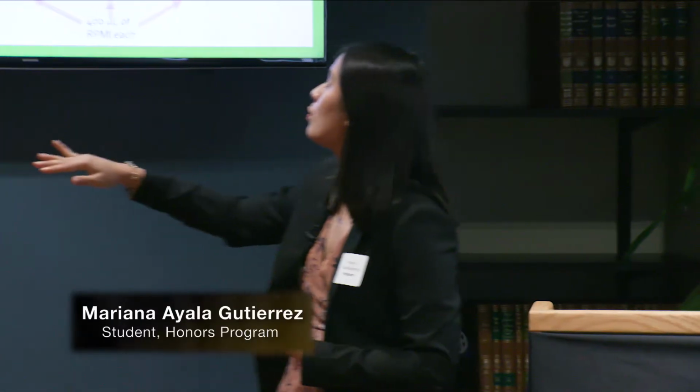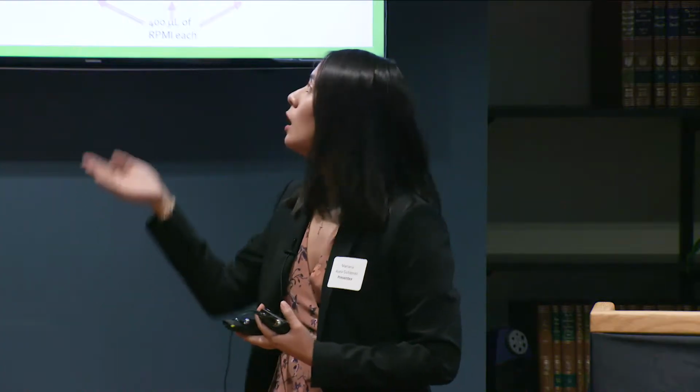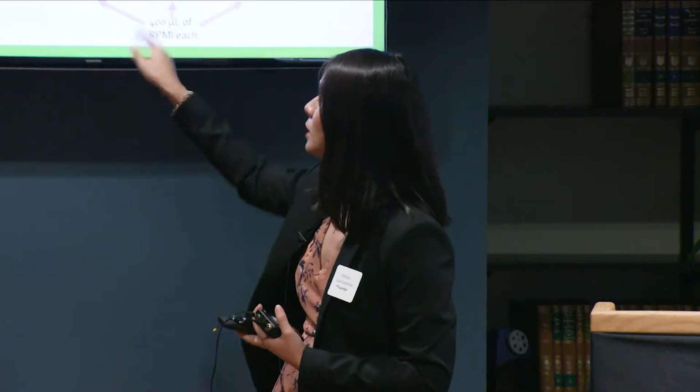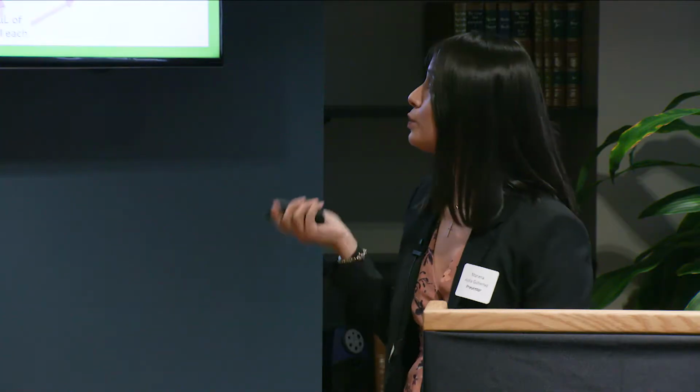What I did was, from the factor, I extracted 100 microliters of that factor and put it in the first tube that already contained 100 microliters of media. Then I vortexed it, which is just a fun way of saying we shook it really well. Then we extracted 100 microliters of this tube into the next one, and so on. So we got a 1 to 5, 1 to 25, and 1 to 125 dilution. Once we had our factors, we proceeded to set up our plates.